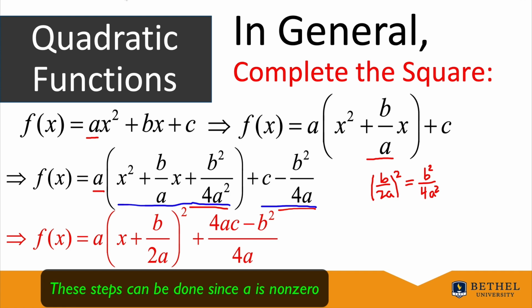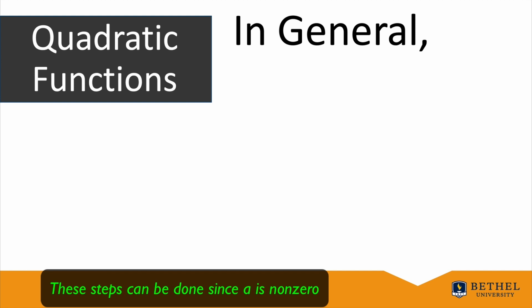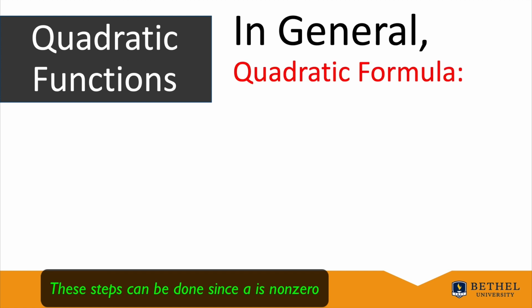F of x equals a times the quantity x plus b over 2a quantity squared, plus the fraction 4ac minus b squared all over 4a. This is called the vertex form of this quadratic function. The reason is because it will help us find the vertex of the graph. But for the moment, let's see how it helps us derive the quadratic formula.